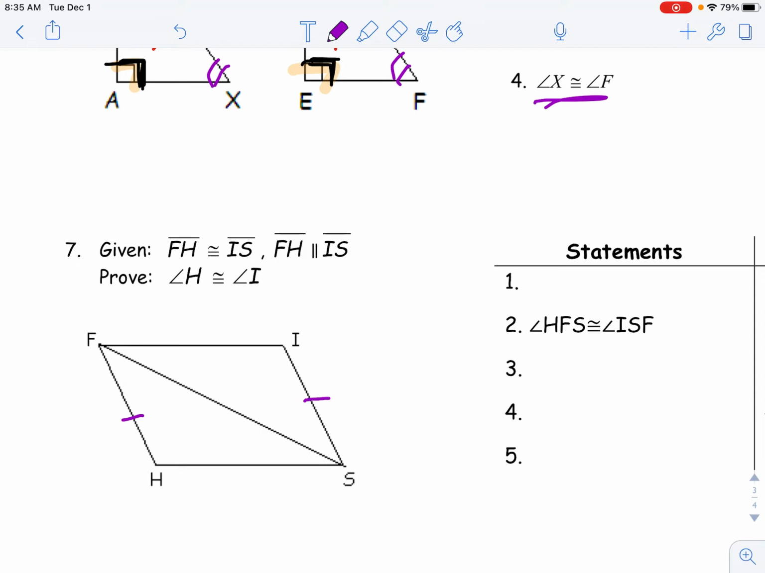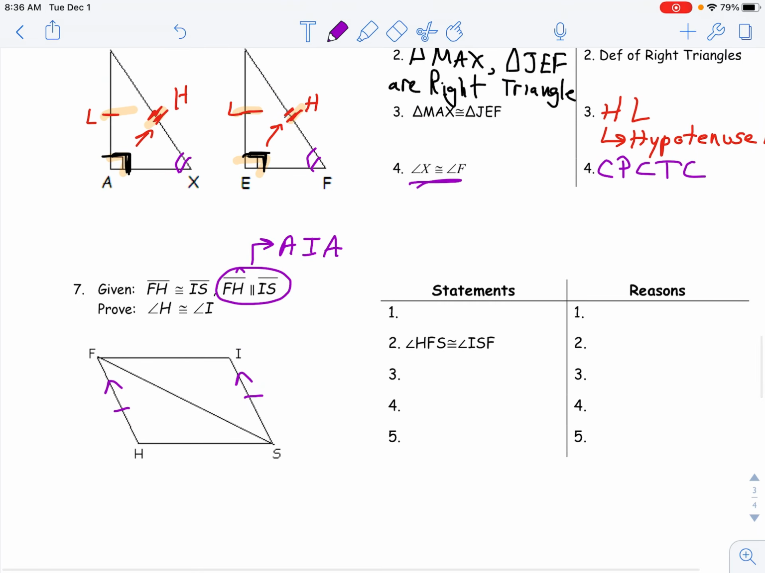FH and IS are congruent. Furthermore, they are parallel. Not all the time, but the overwhelming majority of the time, over 99% of the time, when you see parallel lines, you need to think about alternate interior angles. Chances are we're going to be using that. Not guaranteed, but most likely. Let's be a little lazy.